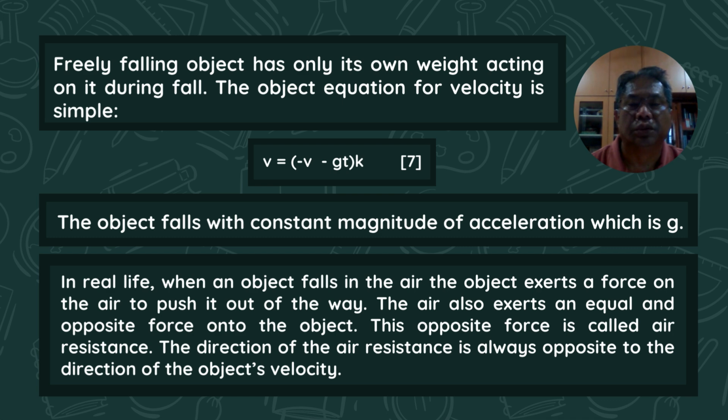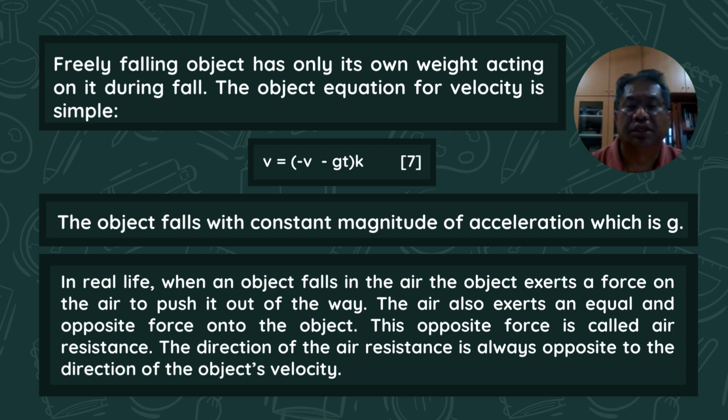So v, the velocity at any time without any air resistance, is equal to minus v naught minus gt k, where k is the unit vector. The object falls with constant magnitude of acceleration, as mentioned just now, which is g, equal to 9.8 meters per second squared.